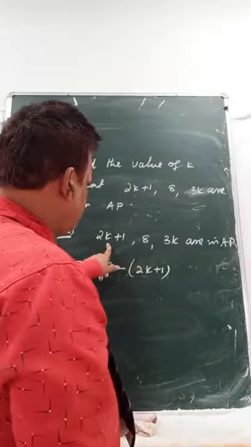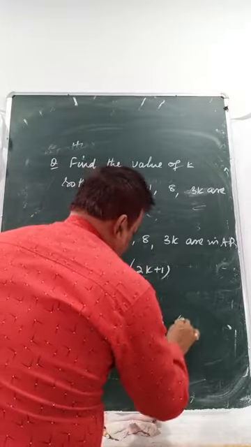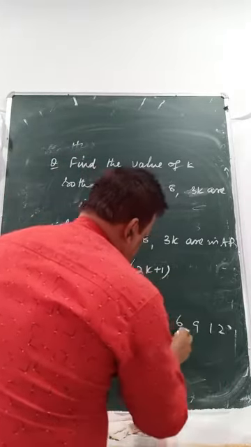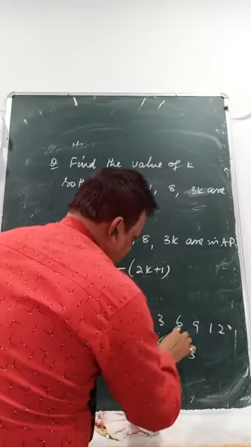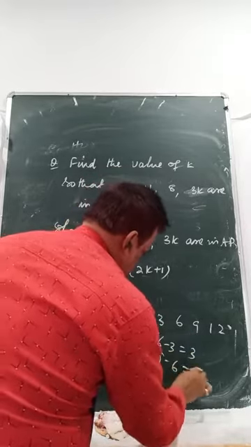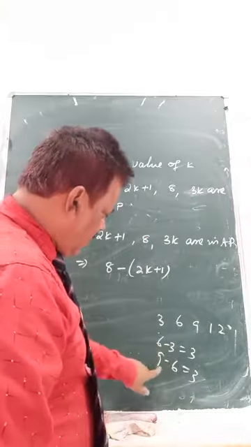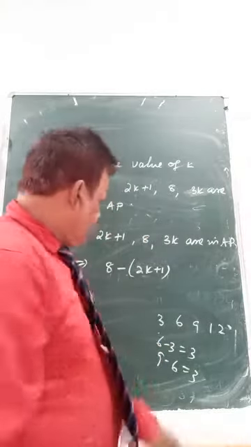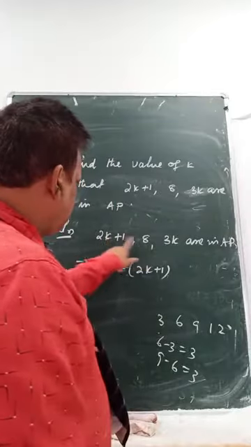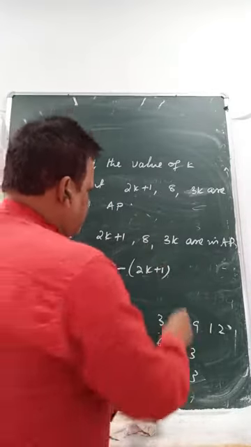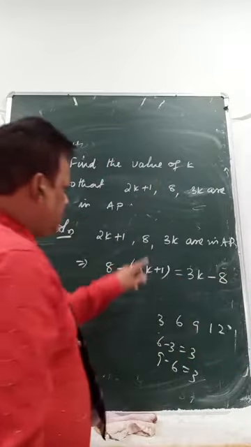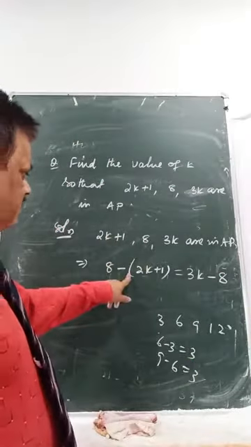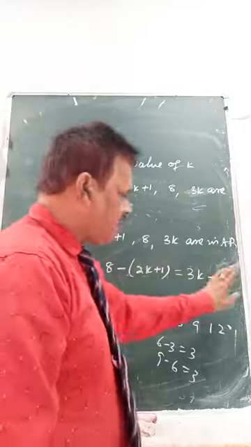Suppose I take one example. 3, 6, 9, 12. What is 6 minus 3? 3. What is 9 minus 6? 3. That means 6 minus 3, 9 minus 6 both are same. So 8 minus this, this minus 8 both are same. 3K minus 8. Second term minus first term equals to third term minus second term.